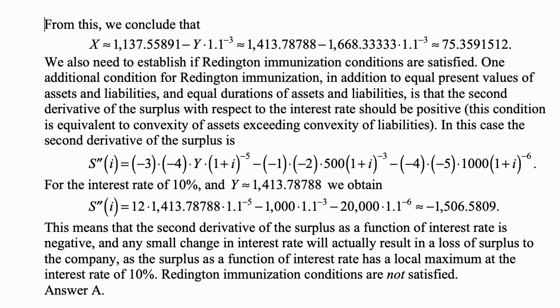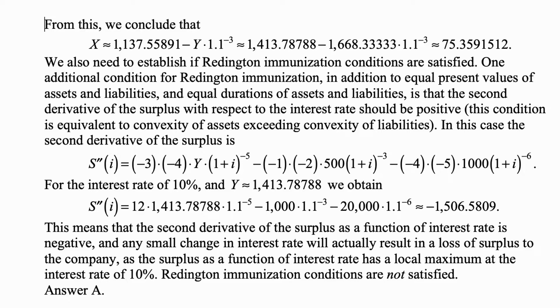before the relationship between x and y. So x is approximately equal to 1137.55891. That was the right-hand side of the equation, where we established that x plus y times 1.1 to the negative 3 is equal to this expression. That was the very beginning of our work.